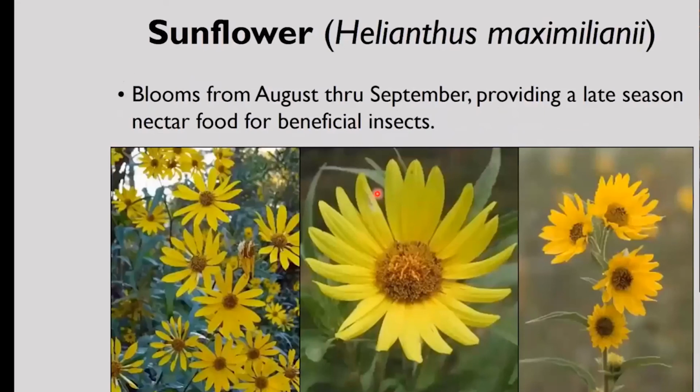Sunflowers, great bloom between August and September where there might not be very many resources available for our beneficials. So we want to extend that period for them.